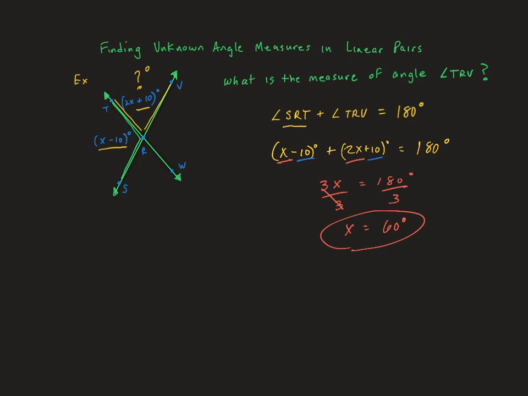Well, TRV right here, so TRV is going to be equal to 2x plus 10, which is equal to 2 times 60, because we said x is equal to 60, plus 10, so that would give me 120 plus 10, or 130. So angle TRV is equal to 130 degrees. So there, using those definitions and a little bit of algebra, we're able to find the angle measures of those linear pairs.